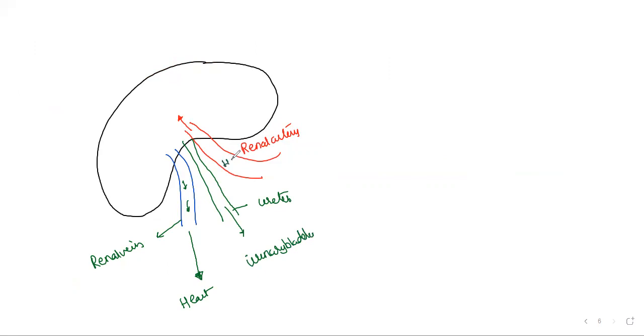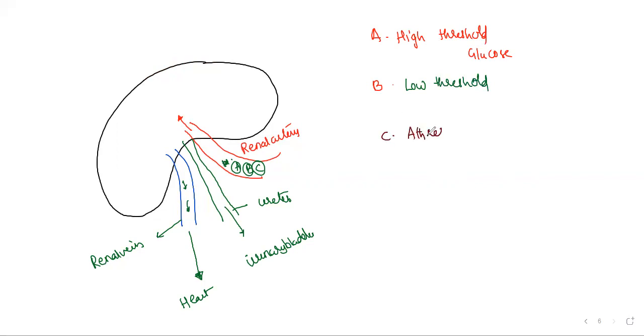So we have high threshold substances A, B, C. I'm writing here A, B, C. A, high threshold substances, means the substances which we require. For example, I'm writing glucose. Next, B, low threshold substances. Next, C, a threshold substances, means the substances which we don't require at all. I'm taking uric acid as an example, some excretory waste.